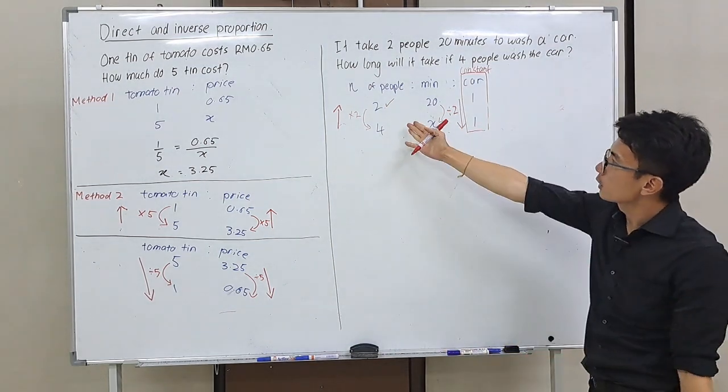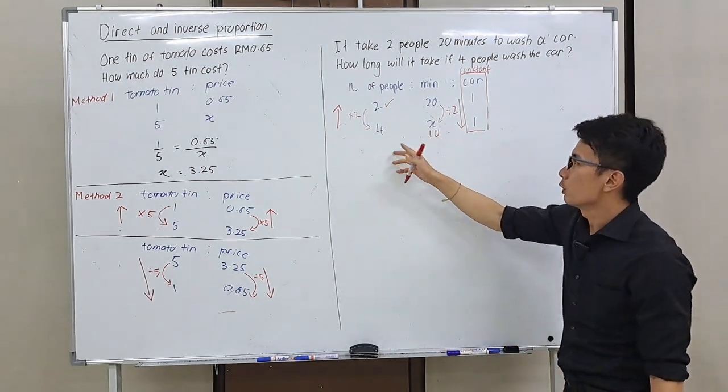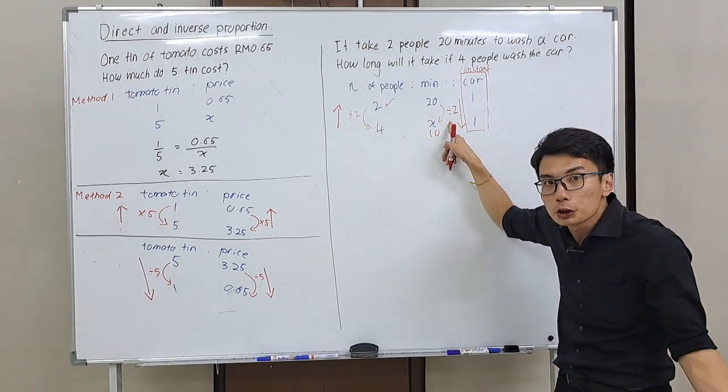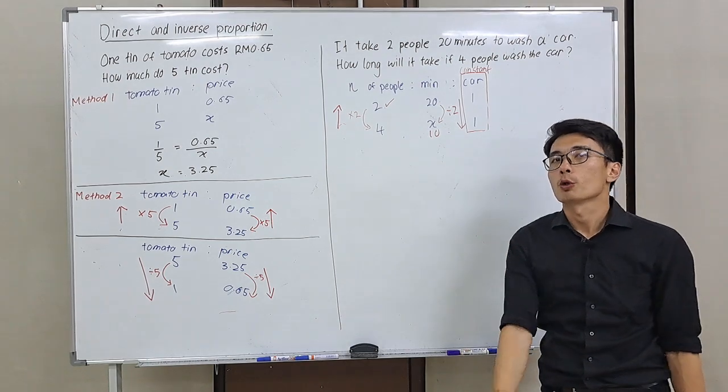Okay? So this is how we do inverse proportion. If I go up by this many times, I should go down by this much. Okay? That is what inverse proportion is.